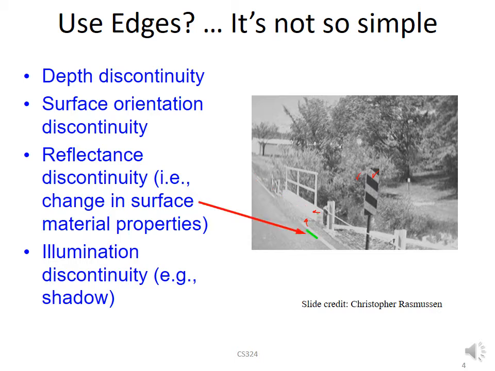This edge shows a white line on the asphalt road, which is a reflectance discontinuity. That is a surface material property. This is a white paint. This is a black asphalt. So there is a discontinuity in reflectance. This edge shows a shadow, which is an illumination discontinuity. Thus, even though we have edge information, it is still difficult to understand the image based on the edges.